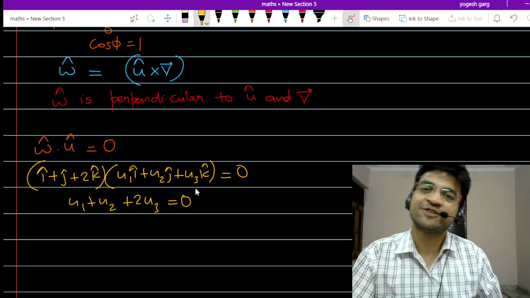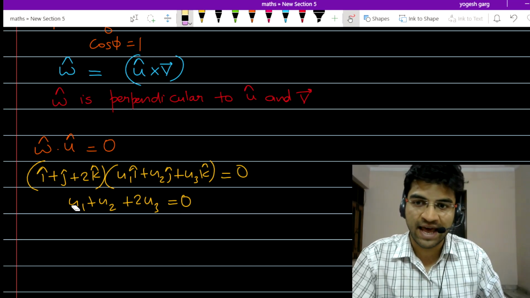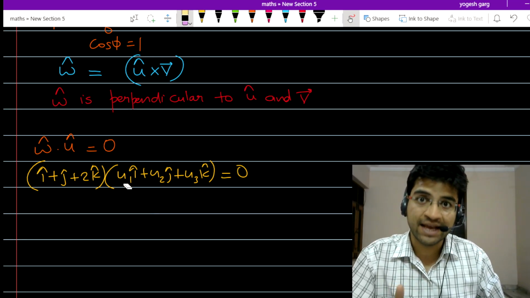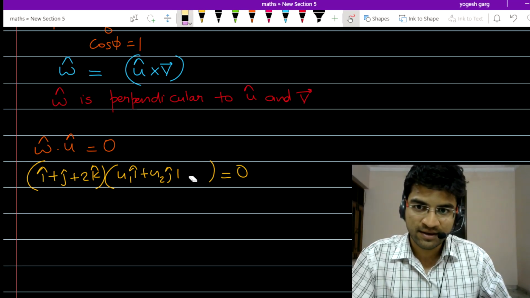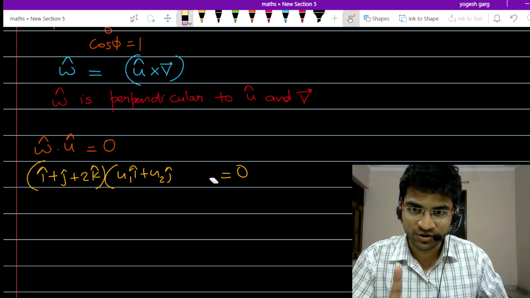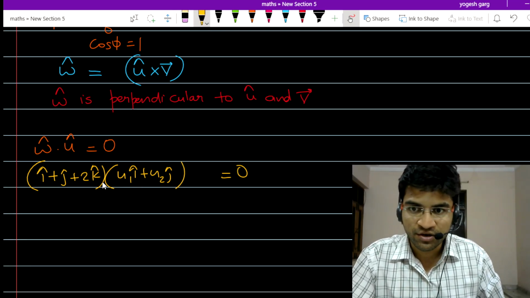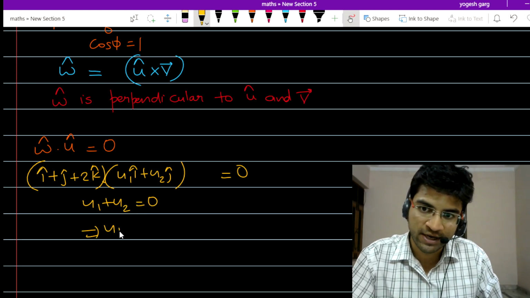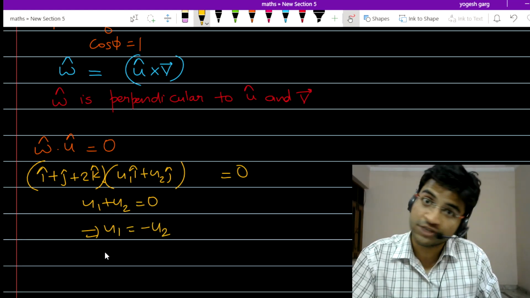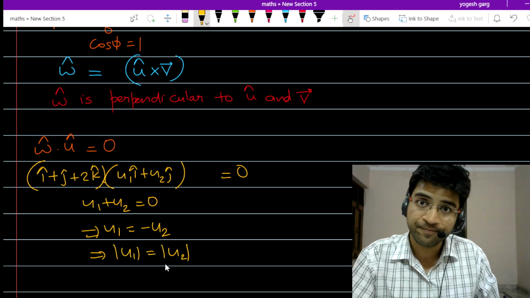But this is in general u cap. If in case u cap is given as a vector lying in the xy plane only, then you should remove this thing. For checking C option, if you take the dot of this, you will get u1 plus u2 is equal to 0, which implies u1 is equal to minus u2. And through this we can clearly say that mod of u1 is equal to mod of u2, isn't it?